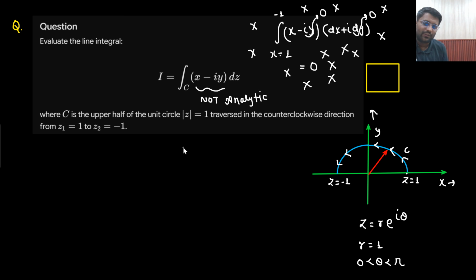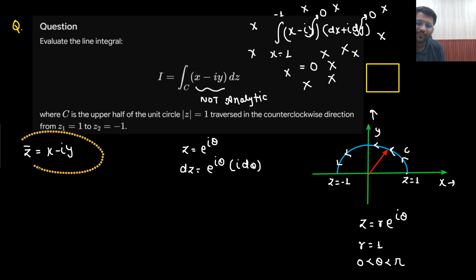So what is the value of z? z is e to the power iota theta. What is dz? dz is e to the power iota theta, iota d theta. Understandable? And how is theta moving? Theta is moving from 0 to pi. What will be this thing? This thing I already know, no? This is z bar, x minus iota y.